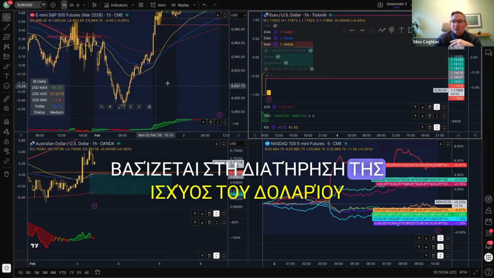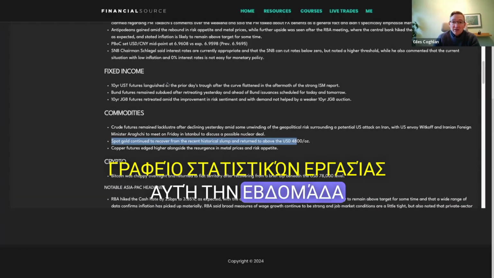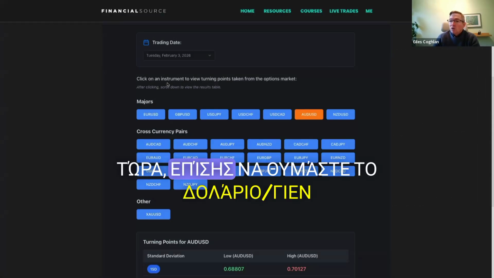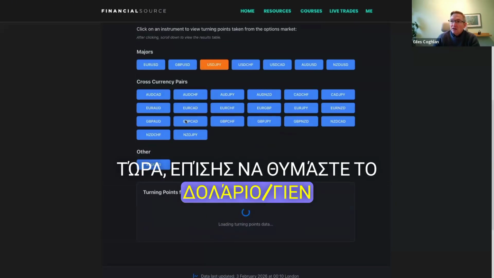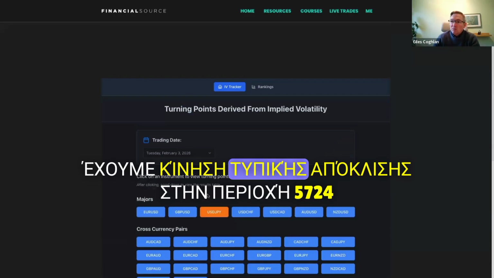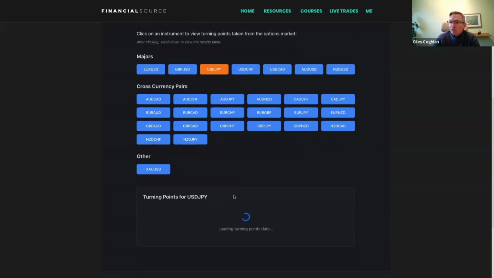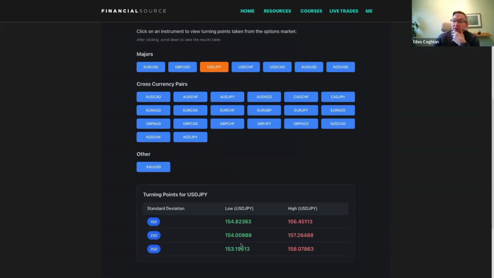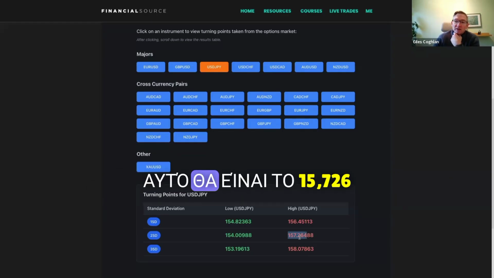It's based on that dollar strength remaining. Now, there's risk here because we haven't got Bureau of Labor Statistics data this week. We haven't got JOLTS jobs. I don't think we've got ADP either. Now, also remember, dollar yen, we've got a standard deviation move at the 157.24 region. Let me just wait for this to come up. See that 157.26? So I'm going to take profit just before that level. If I get up there today, that'd be the 15726.